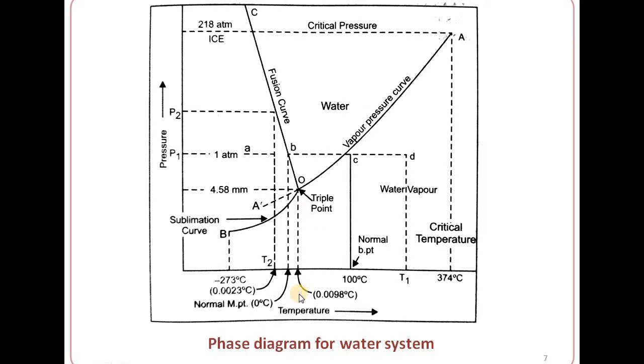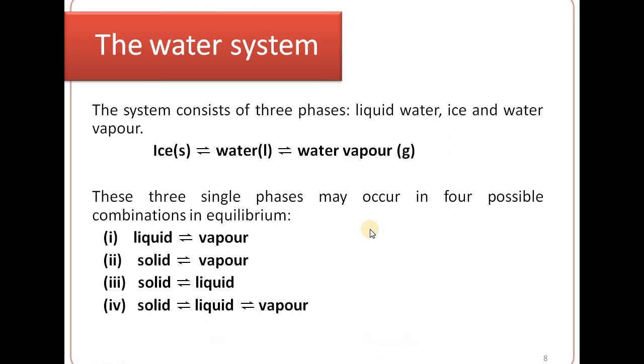The conditions are mentioned here. At the triple point, we are having 0.0098 degrees Celsius temperature and pressure equal to 4.58 mm. So this is all about the general discussion of the phase diagram. We will discuss each and every point in detail in the next slides.